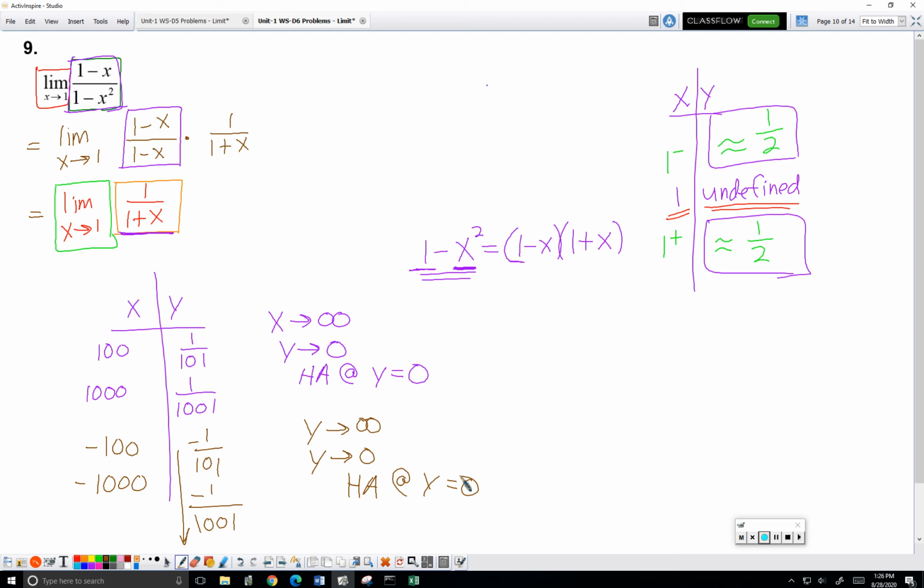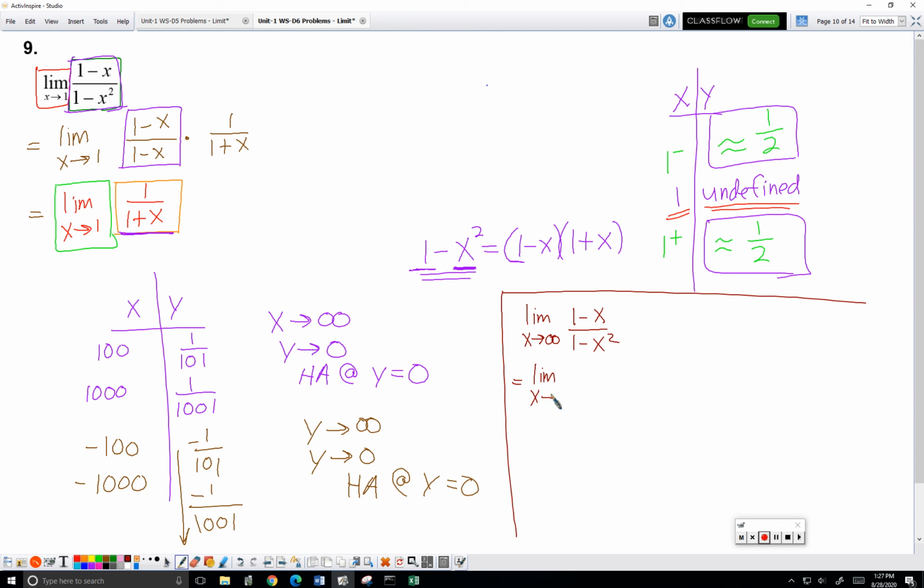Could you do your highest power comparison as well? Could you do that sometime? Sure, you want me to write it out? Yeah. So if I do that, I'm going to be finding the limit as x approaches infinity of my formula. So tell me what you'd write next, Logan. Negative x over negative x squared.